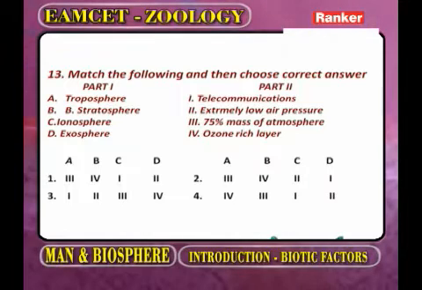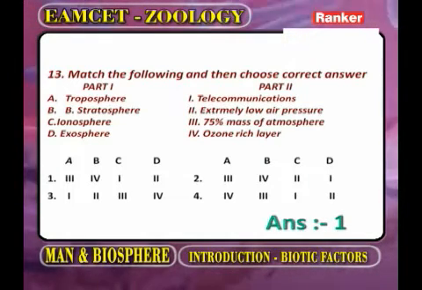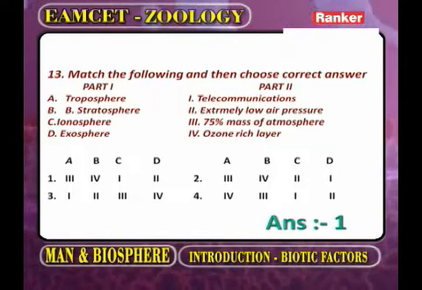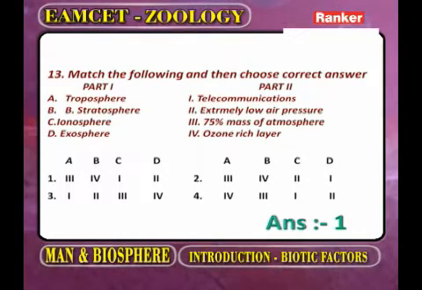Now match the following and choose the correct answer. As we observe list 1, now you have to observe the question. List 1 or part 1: One we call the troposphere. The second one we call the stratosphere. The third one we call the ionosphere. And the fourth one we call the exosphere.